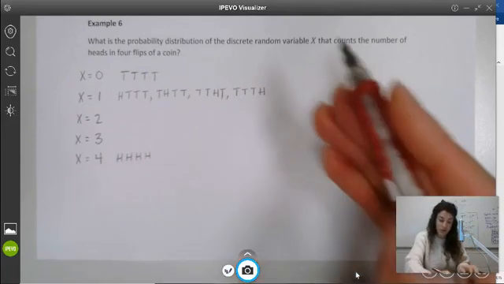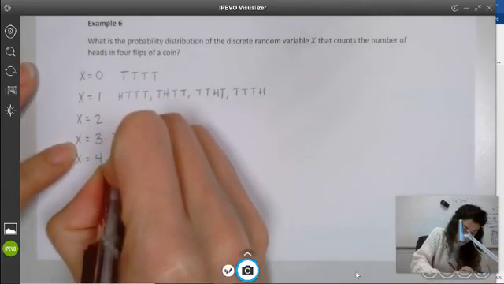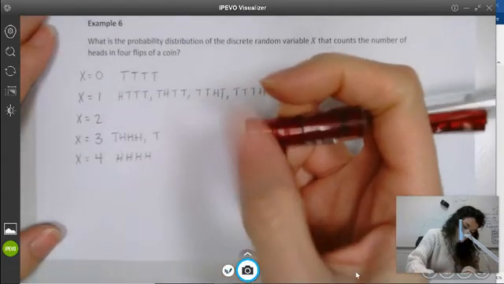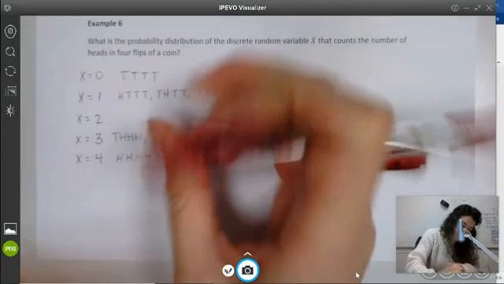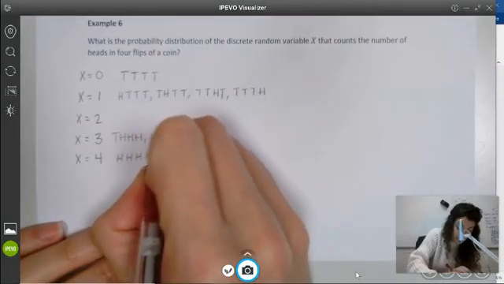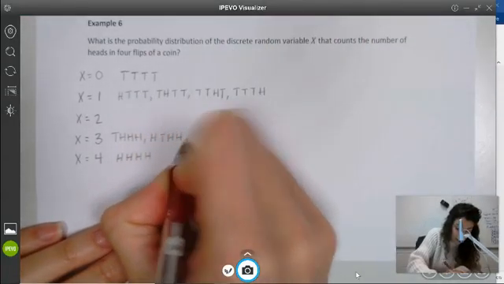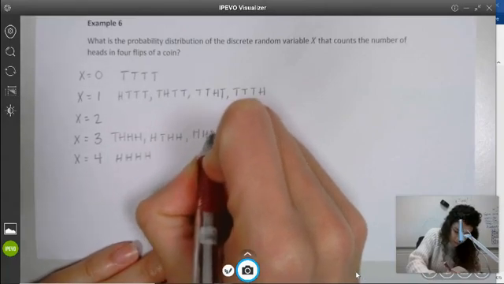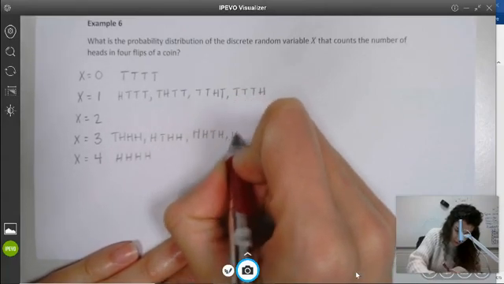It's the same situation for when heads shows up 3 times. That means that tails only showed up once. So the tail could be first, it could be second, it could be third, or fourth.